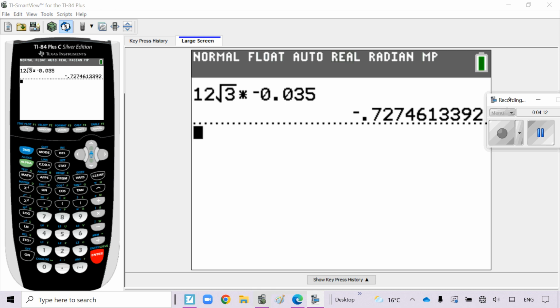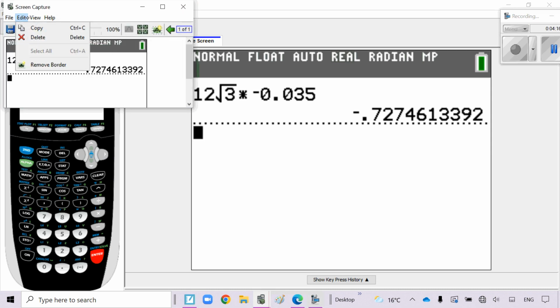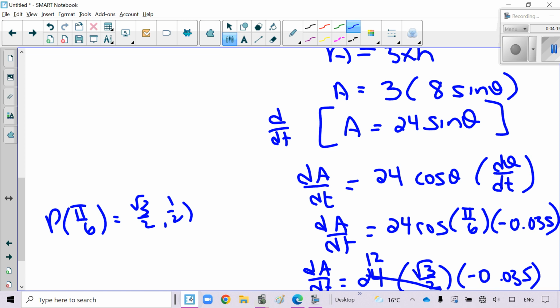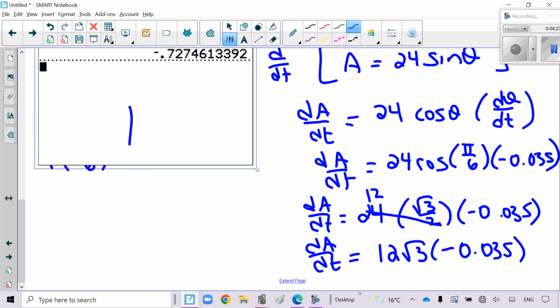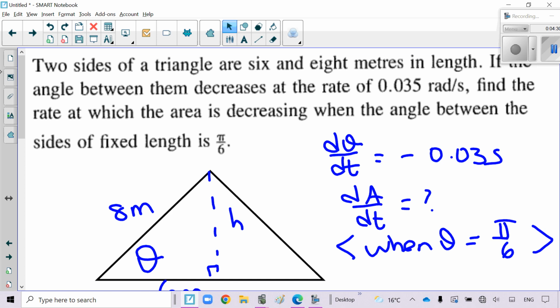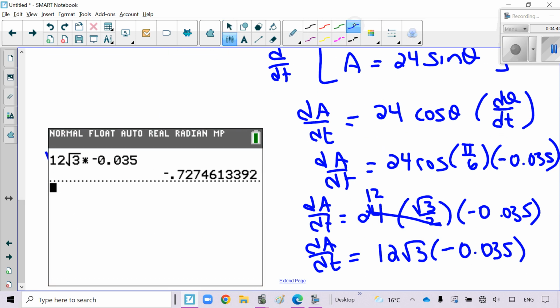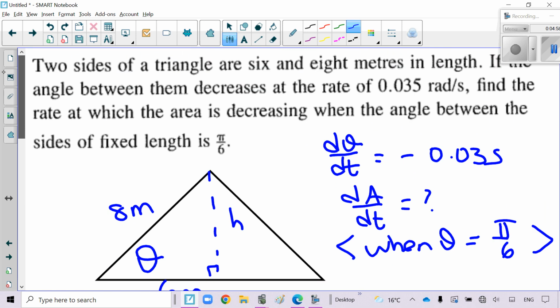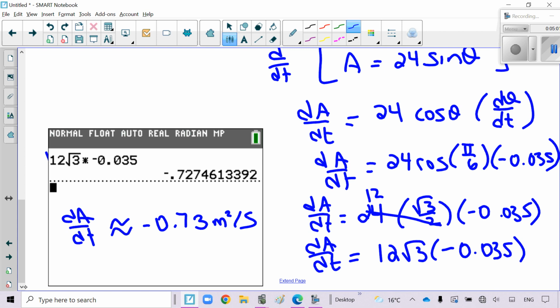So the rate of change of the area, let's just copy that over. I can paste that, bring it down. So this is the rate of change of the area. Let's just get some units going on here. The units are meters, and then the time is seconds. So the rate of change of the area, dA by dt, is approximately negative 0.73 meters squared per second. Is that my units? Yeah, meters squared per second. That would be the rate of change of area.